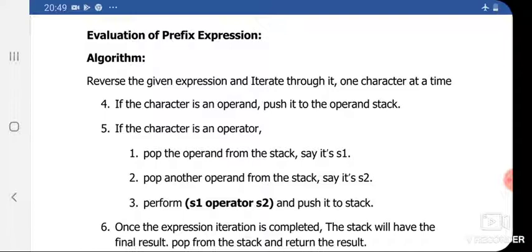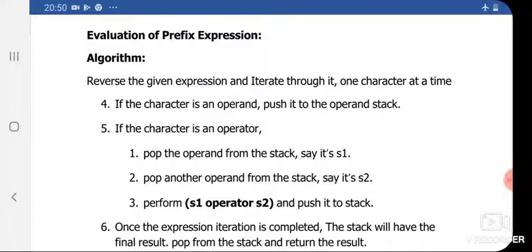If the character is an operand we push it to the stack, but if it is an operator we pop the first two operands from the stack, let us call them s1 and s2 respectively, and we perform the s1 operator s2 operation and push the result back to the stack. Once the expression iteration is completed, the stack will have the final result. We pop the result from the stack and return it.